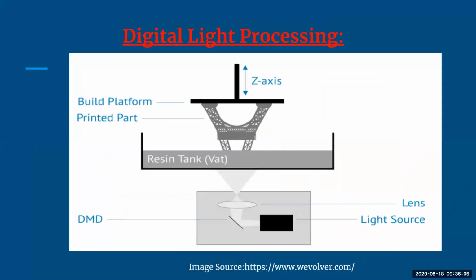Next is digital light processing. The name itself tells its meaning. Here you are going to use digital lights that will help you to do the 3D printing. Here you are going to use some sort of material, also called resins.